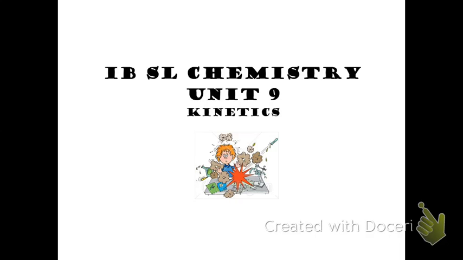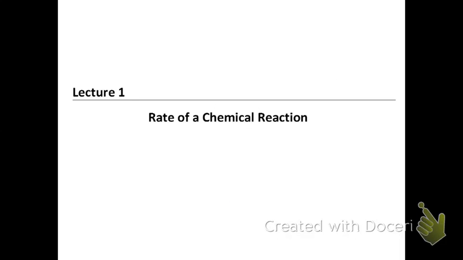Alright, welcome to Unit 9, Chemical Kinetics. Chemical kinetics studies the rates of chemical reactions, in other words, how fast chemical reactions occur, and we will look at the factors that influence the rate of a chemical reaction in this unit as well. So Lecture 1, Rates of Chemical Reaction, basically deals with some basic ideas of chemical kinetics.